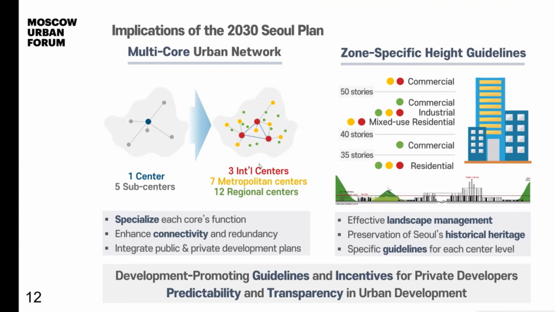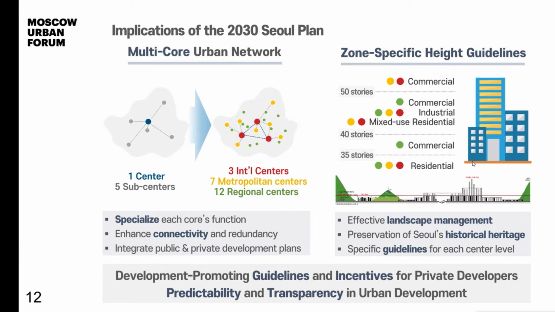And also we tried to change the structure. We tried to give a guideline for urban development. That is a very important point for private developers and also the 25 districts. Before, we had only one center and 5 sub-centers, and we tried to change the sub-center structure. We have 3 international centers, the red points, and we have 7 metropolitan centers and 12 regional centers. Each center, each core has its own function, its own land use, and its own volume and FAR. That means the private developer knows which points they can develop and build, the height, etc. That was the guideline for the developer.